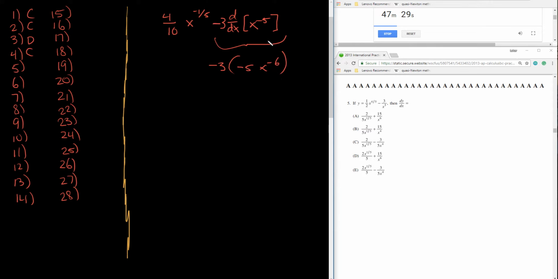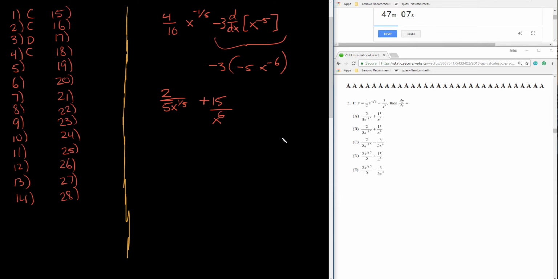Yep, okay. And so that leaves us with, if we take out this 4/5, we get 2/5, or 2x to the 1/5, it's another way of writing it, 2x to the 1/5 plus 15x to the negative 6th. All right, otherwise known as plus 15 divided by x to the positive 6th.